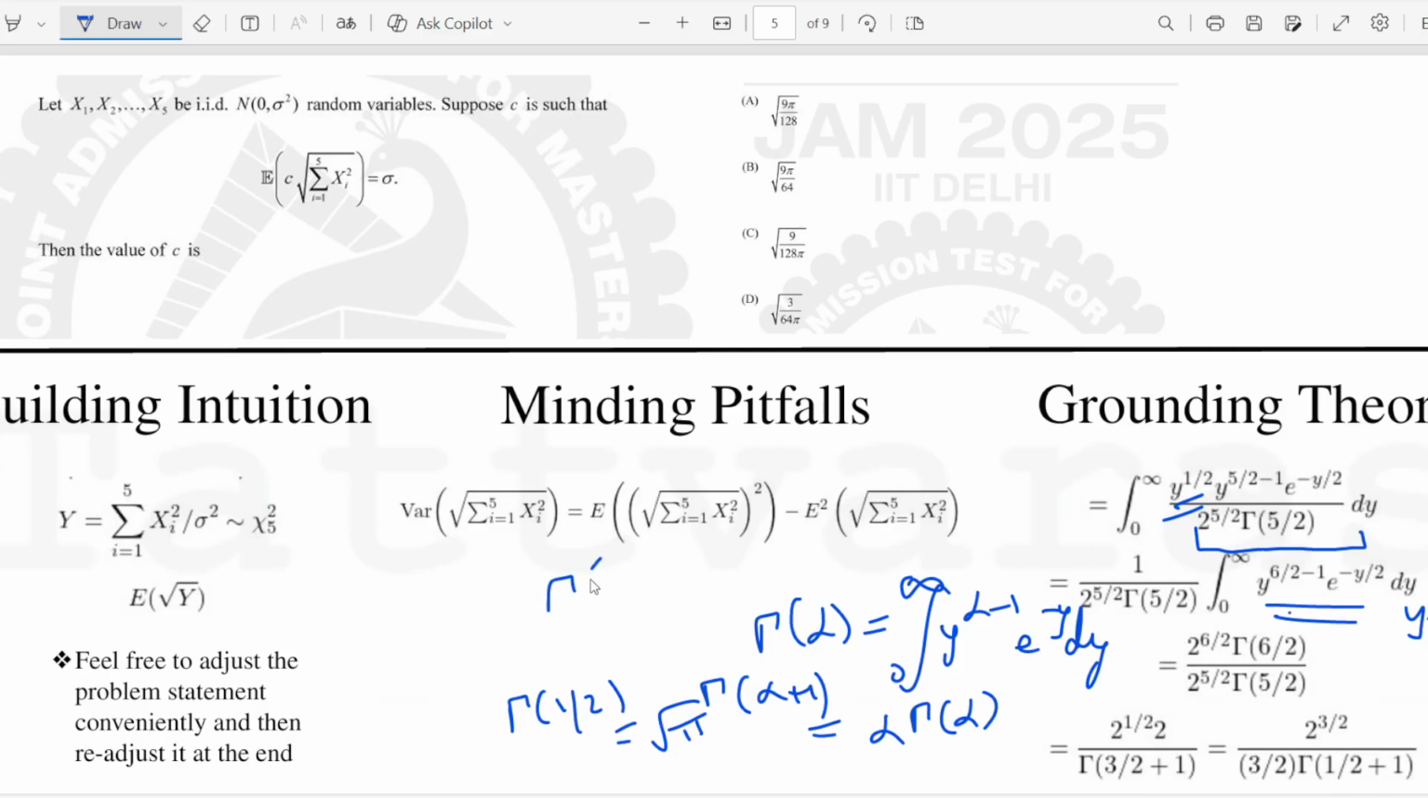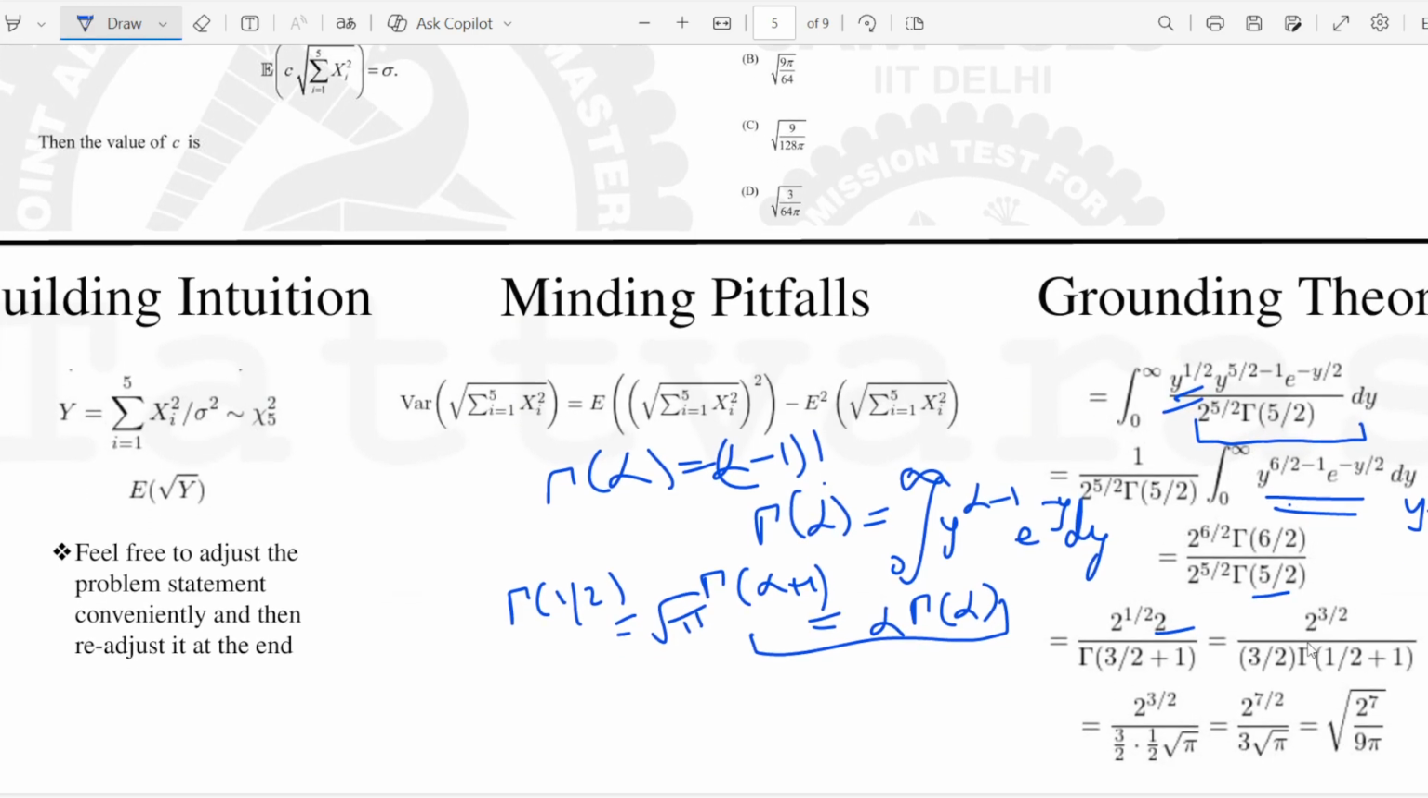And yeah, also if alpha is an integer, gamma alpha is simply alpha minus 1 factorial. So this gamma 3 becomes 3 minus 1, 2 factorial, which is easy. But this 5 by 2 we have to write in terms of this thing. First 3 by 2 plus 1, then half plus 1, which eventually leads us to this quantity.